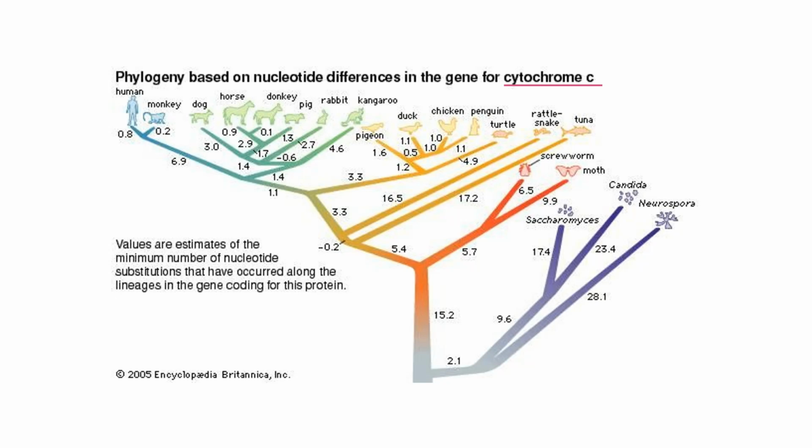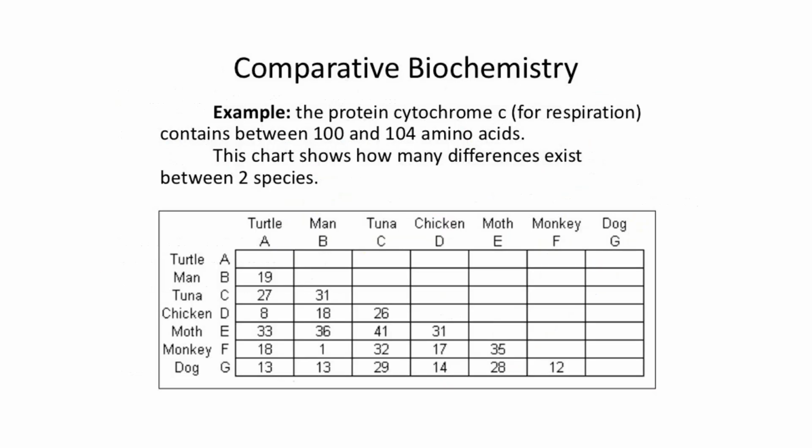So we have a lot of differences as we move this way. Our differences increase as we move this way, and that means we're less related to these guys, and again, that's just based upon amino acid and nucleotide differences in cytochrome C. This is an example from another textbook I have: cytochrome C contains about 100 to 104 amino acids, which means 300 or so, give or take, nucleotides, codons, right?